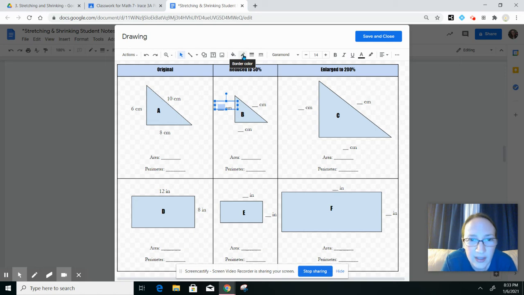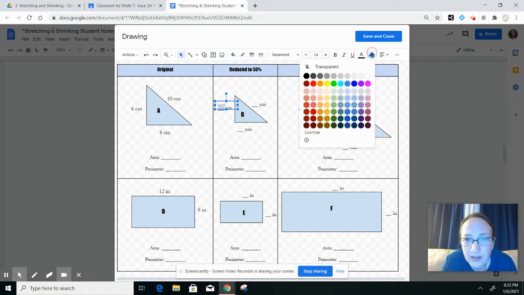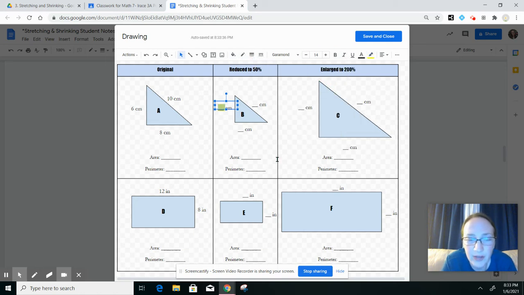Okay, I think I can, nope, not border color. I think this is what I'm looking for. There we go. Okay, so again, I'm still gonna try to highlight my work in yellow for you. You guys don't need to do that on your notes, but if you'd like to, you're obviously more than welcome to. They're your notes. You can fill them in however you'd like. Okay, so let's start by shrinking figure A, the triangle, to 50% of its original size.